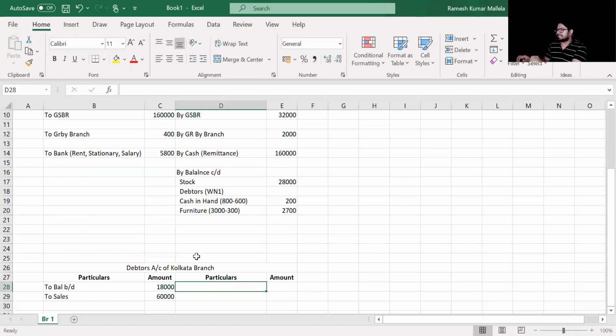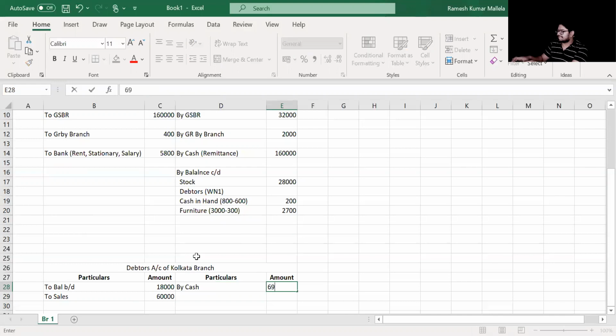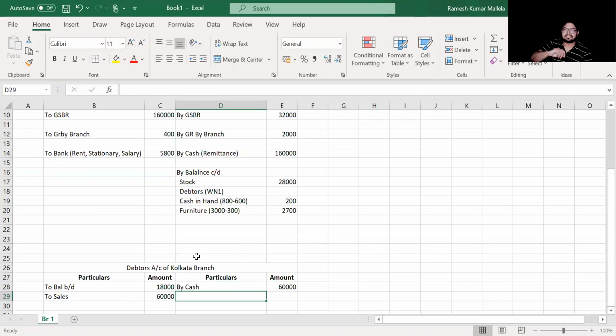Okay. And on the credit side, you have some collections, cash collected. How much did you collect? You collected 60,000. Apart from that, there are some sales returns made, sales returns by the debtors. By sales returns, it is 960 rupees that he has given there.